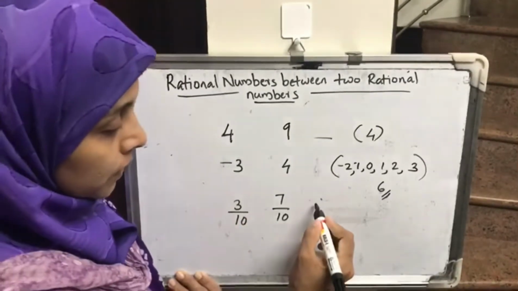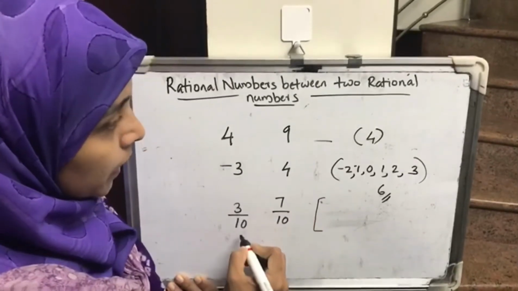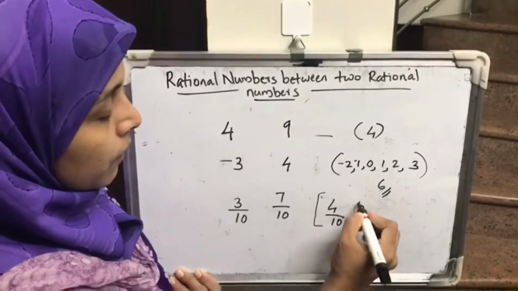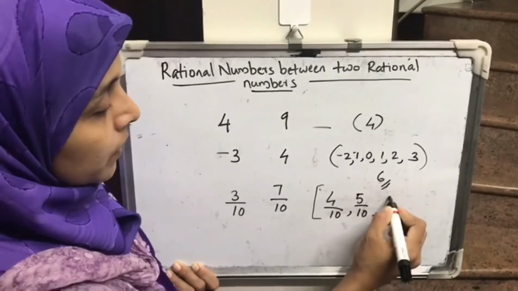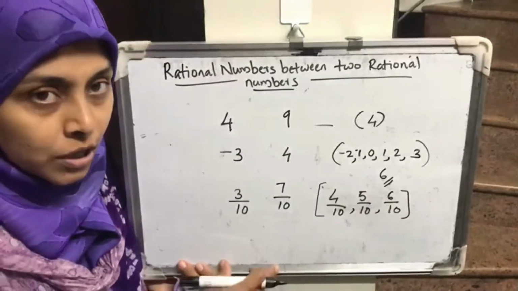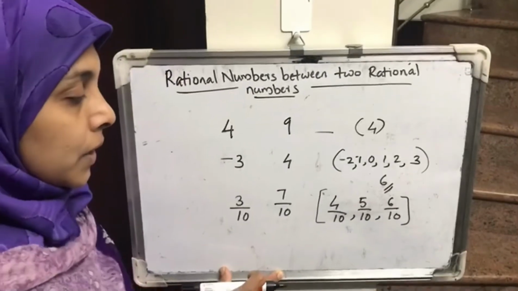We may think that the next rational number after 3 by 10 can be written as 4 by 10, next 5 by 10, 6 by 10. So how many rational numbers did we get now? It is only 3 rational numbers. Okay. But in this case, you look.